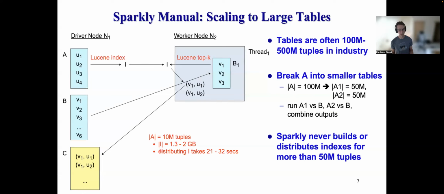However, in industry, tables can get much larger than 10 million, often 100 million or up to 500 million tuples. And to deal with these large data sets, we break table A into multiple chunks and run them separately. For example, if table A is 100 million tuples, we could split it in two to get A1 and A2, which are both 50 million tuples. We can then run A1 versus B and A2 versus B and combine the results back together to get our final blocking output. By doing the splitting, we can ensure that Sparkly never builds too large of an index and therefore scale to hundreds of millions of tuples.